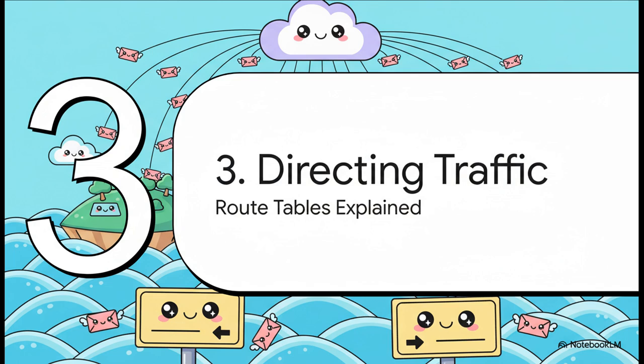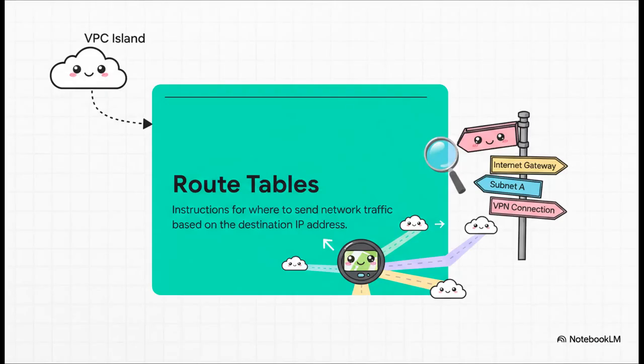But you can't be completely cut off from the world. You need to send and receive stuff, information. So how does data know where to go? How does it navigate the roads on your island? And how does it find its way to the wider internet? Well, that is where route tables come in.